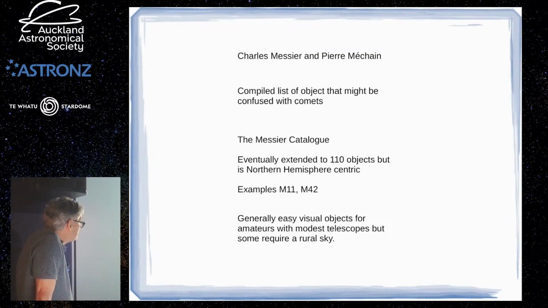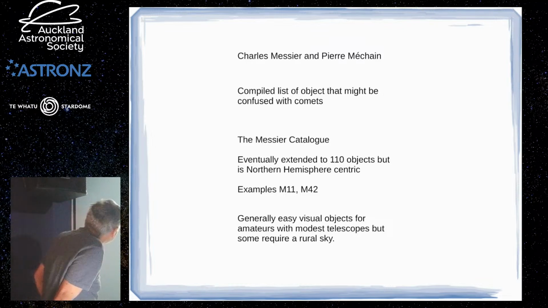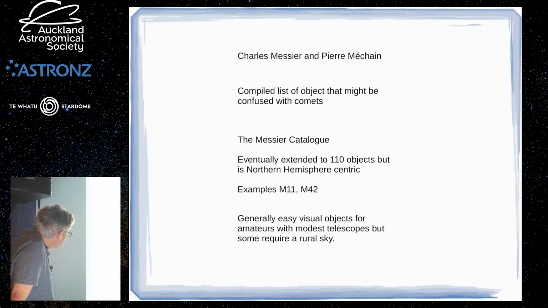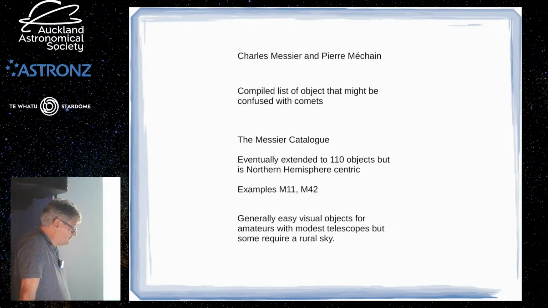Charles Messier and his collaborator Pierre Machin. Obviously, this was before the invention of electric lights, because most of these objects you wouldn't be able to see from Paris anymore. There's 110 of them, but because the catalogue was done from France, it's very much northern hemisphere centric. Examples you've maybe heard of: M11, also known as the Wild Duck Cluster, and M42, which is the Great Nebula in Orion.